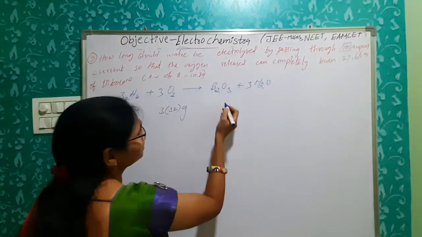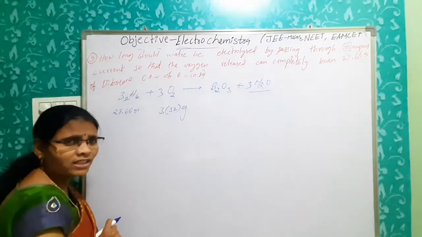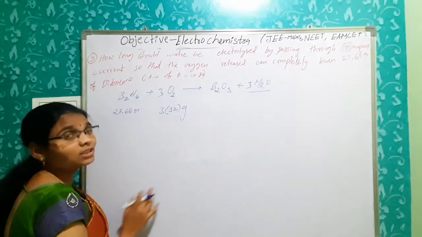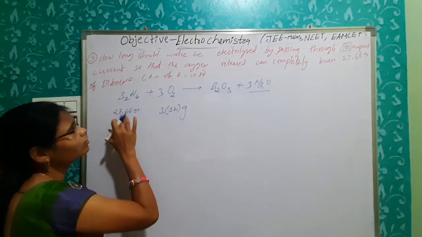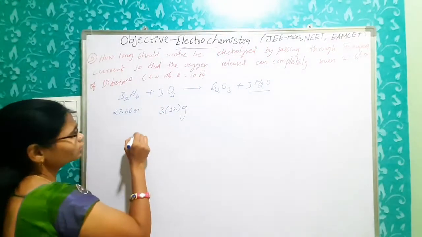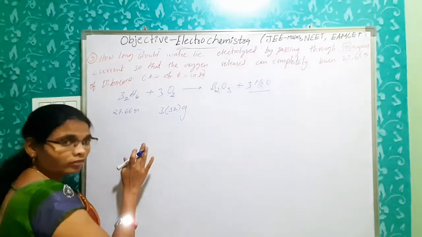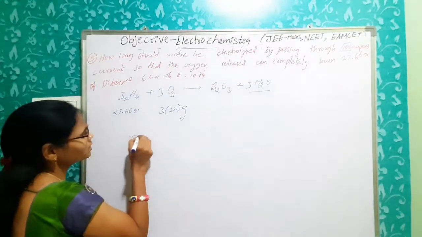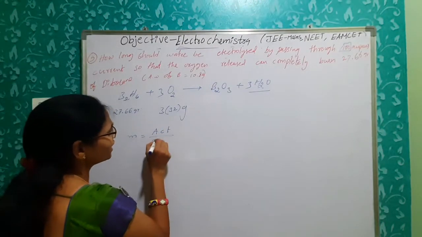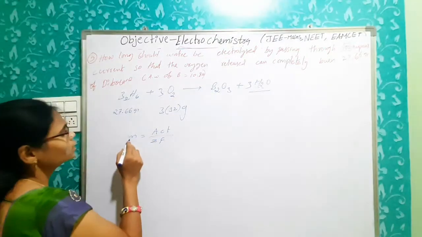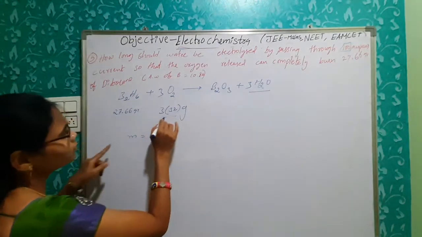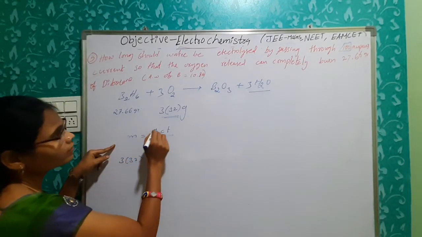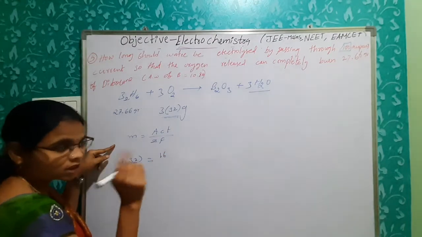Okay. So simply how long should water be electrolyzed? Simply how long will this reaction take place? Meaning how much time it takes to complete burning of B2H6 here. So what is that formula? We need to take Faraday's first law formula: M is equal to A C T by Z F. So M means how much weight of oxygen is required? 3 into 32 grams. Atomic weight of oxygen, each oxygen weighs 16 grams.